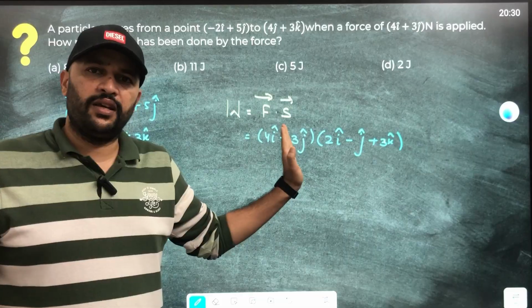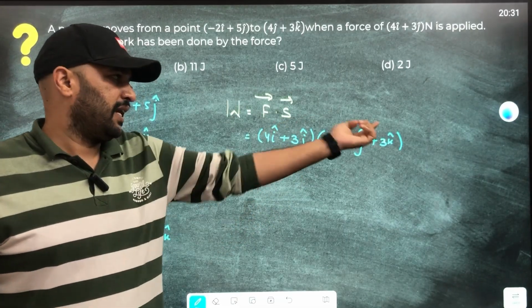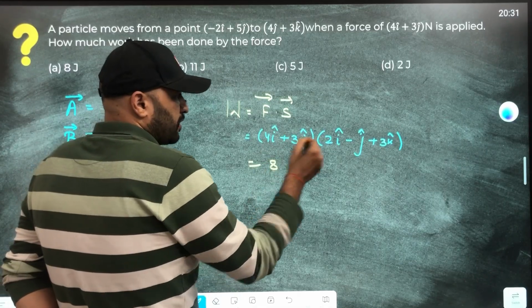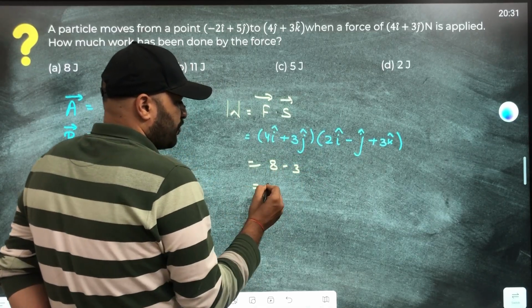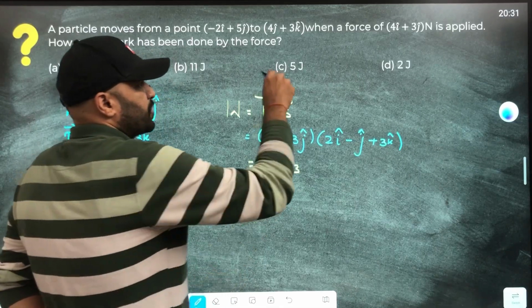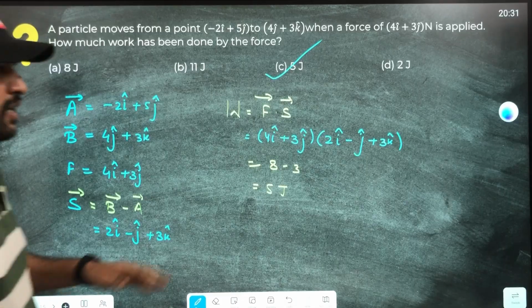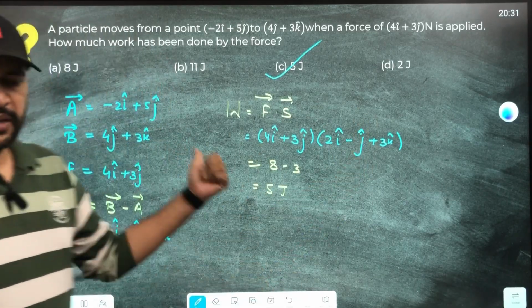Sir, but there is no k here in the first part. So 0 we will take, and that will be multiplied to give 0. 4 2s are 8. 3 into 1 minus 3. So this will give you 5 joules of work done in this case. Option C is correct. Understood? So be very careful. Work done is a scalar quantity. No i, no j, no k. Let me come back to the next question.